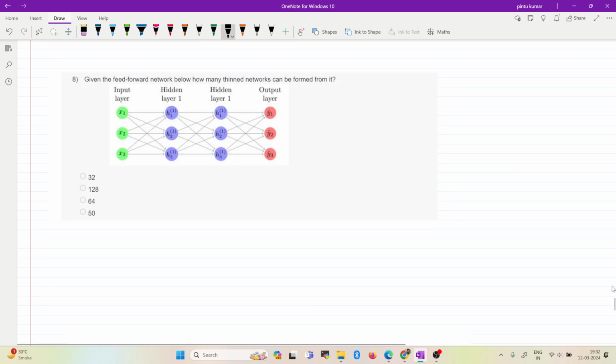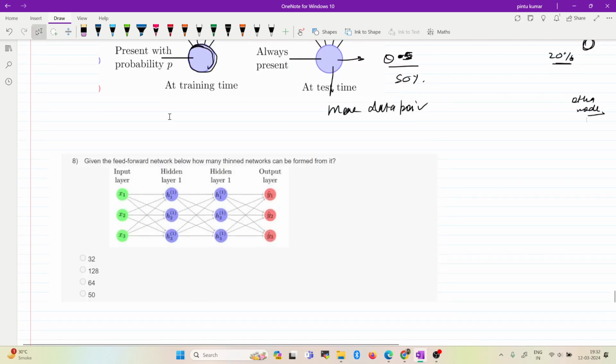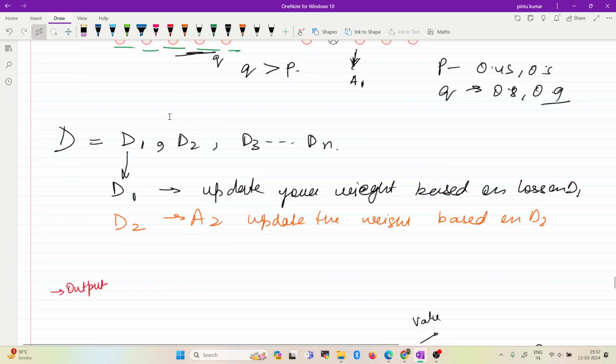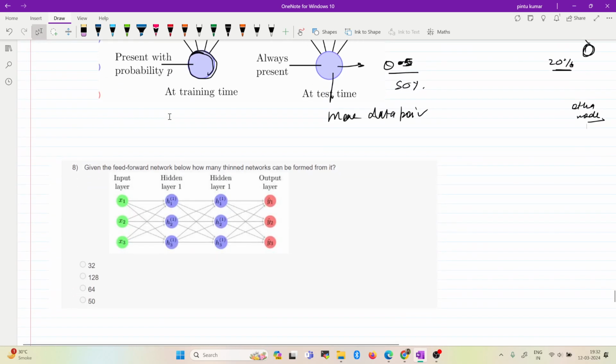Okay, so let's try solving some questions on this ensemble and dropout.